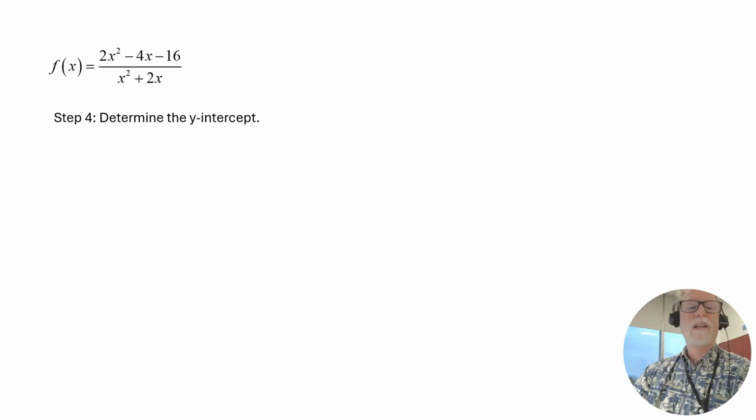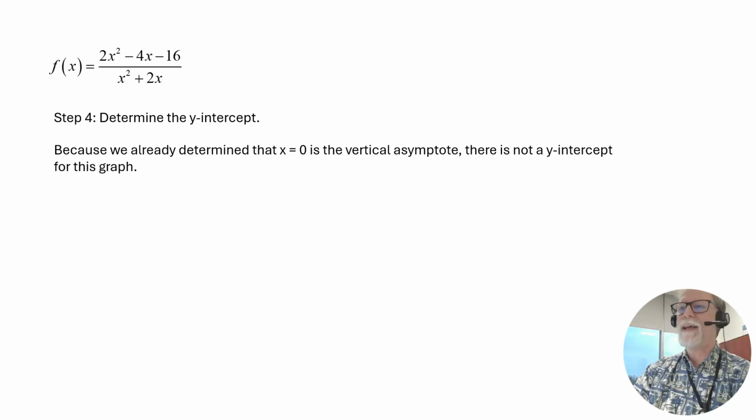Y-intercept. Plug a 0 in. You could do it with the original function. You could do it with the simplified version. And as we already said, there is not a y-intercept.